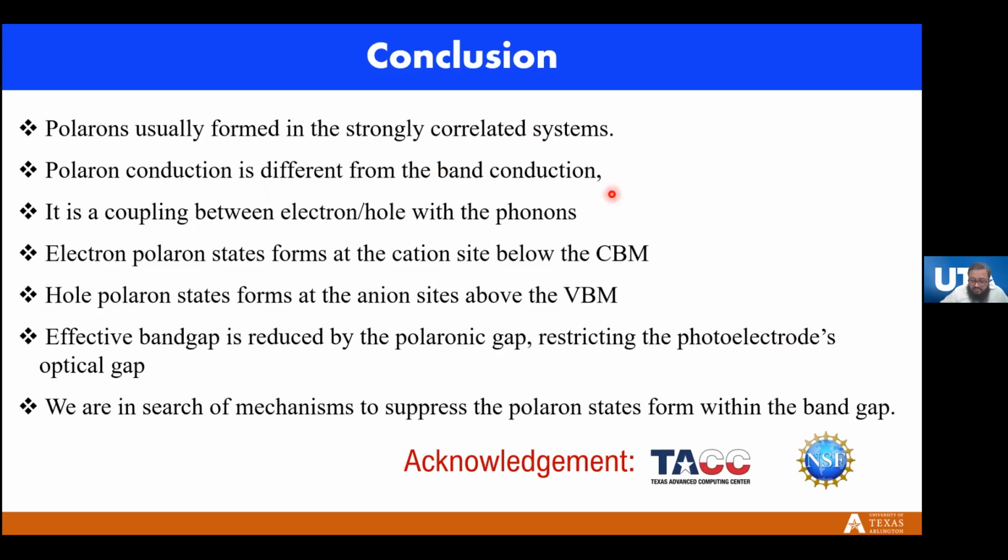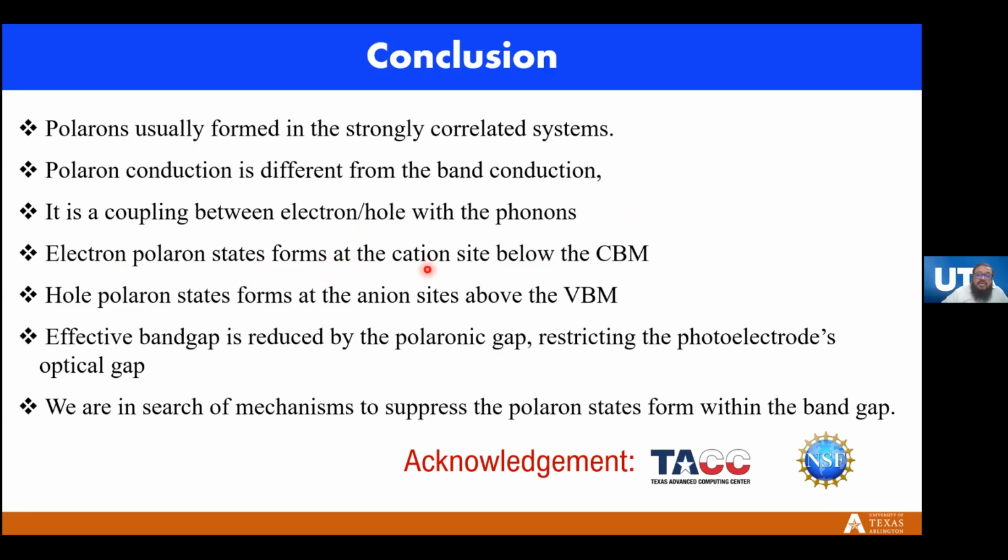Band conduction is represented by the band feature of solids. For example, materials like silicon, gallium arsenide, zinc oxide, they have pretty much band conduction. One of the most popular oxides, titanium dioxide, which was the first one almost 50 years ago, was shown for this photo-electrochemical process that also has polaron conduction. So polaron is a coupling between electrons or holes with the phonons.